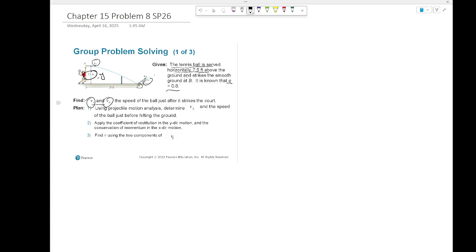Using the projectile motion analysis, determine VA and the speed of the ball just after hitting the ground. So you've got to find VB, you've got to find VA. Apply the coefficient of restitution in the Y direction motion and conservation of momentum in the X direction motion, and find the theta using the two components. Remember this theta, that the projectile is coming back from the ground. That's what you're going to find.